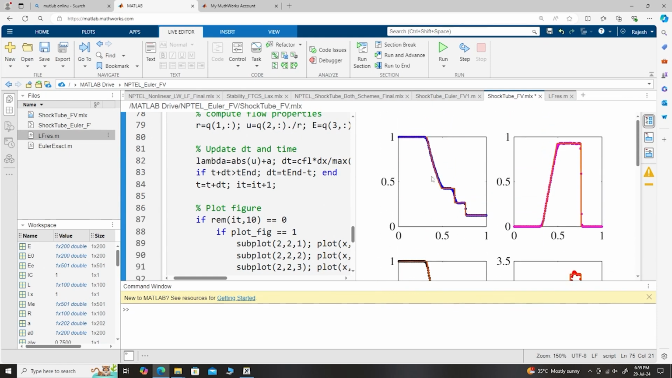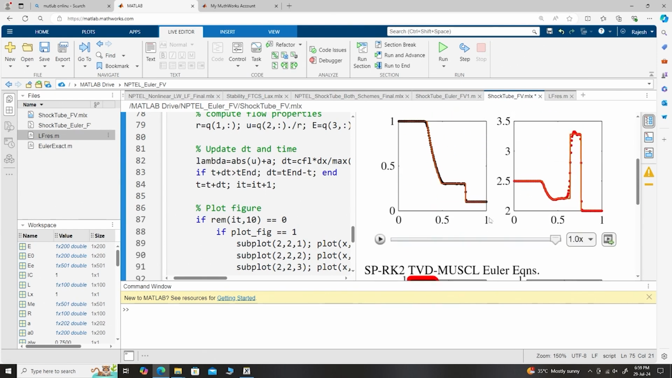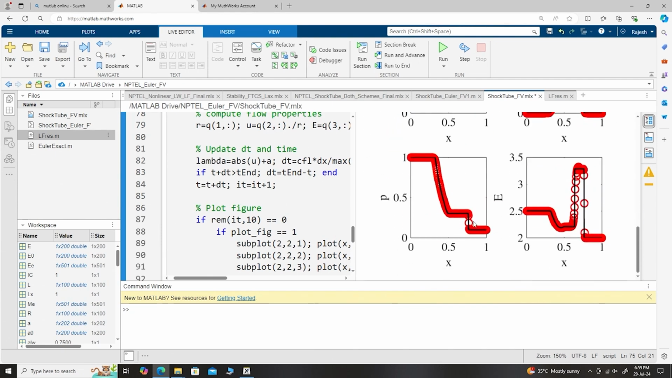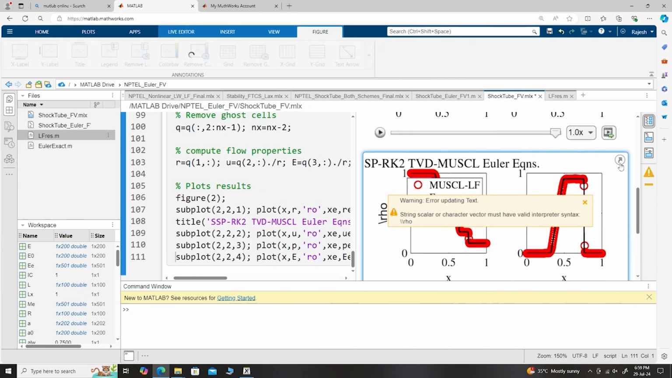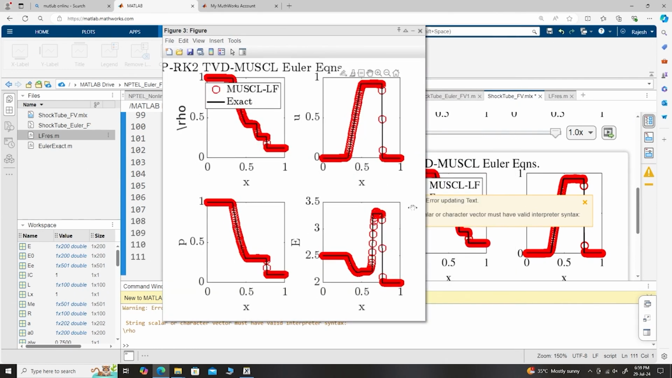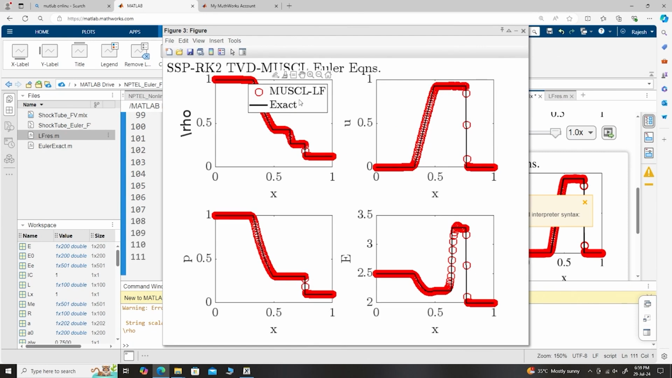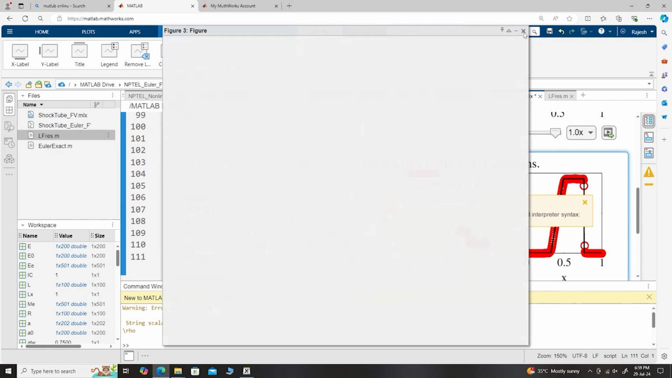So, you can see that this is how it comes. I have plotted the density, velocity, pressure, and I think this is internal energy. So, all four things you can see here. I think it is too big here, but you can see that it is following the solution quite accurately. So, density, velocity, pressure, and internal energy, everything is captured properly.